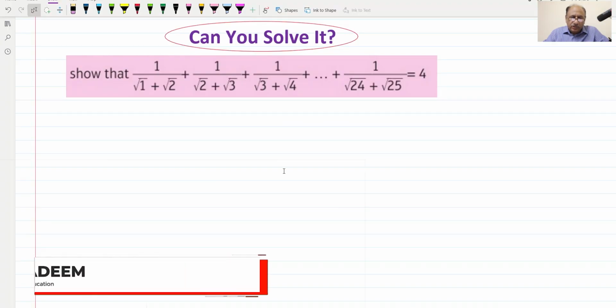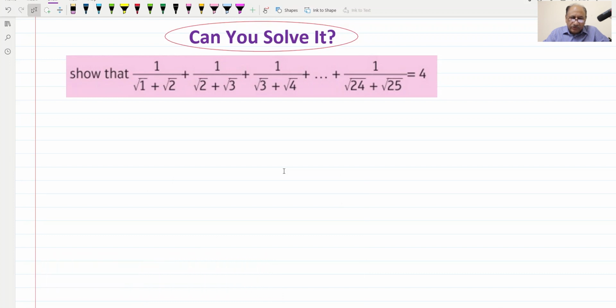Hello everyone. Today we have selected this very interesting and challenging question in the series of Can You Solve It questions. The question says you have to show that this whole sum of these terms, up to 1 over under root 24 plus 25, is equal to 4. This is what we need to prove, and how we will be doing this.